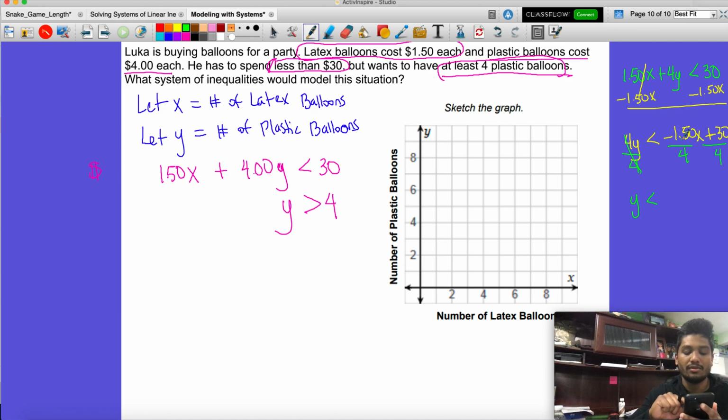1.50 divided by 4 is 0.375. So I know that that is approximately, is that 5/8? Let me see, I forgot what that was. Nope, I think it's 3/8 maybe. Yeah, 3/8, that's what I thought. Okay, plus 30 divided by 4 is going to be 7.5.